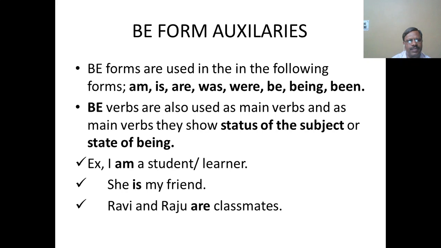I am a student. She is my friend. In this sentence, is is a be form verb. It shows the state of being of the subject. See, Ravi and Raju are classmates. Ravi and Raju is the subject and it is plural in number.